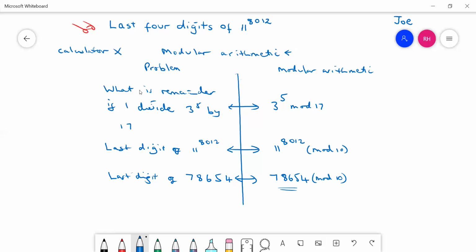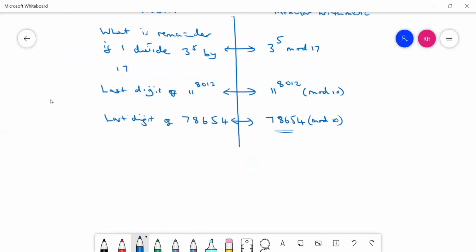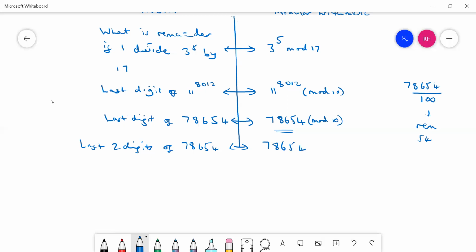Okay, once we're comfortable with that, you might then want to look at, well, what are the last two digits of 78654? That's the 54. Here my thinking is 78654 divided by, this time, 100. I'll get a remainder of 54. So let's make this 78654 mod 100.